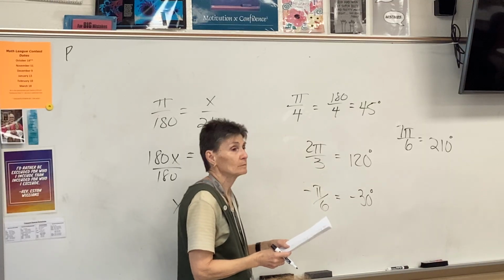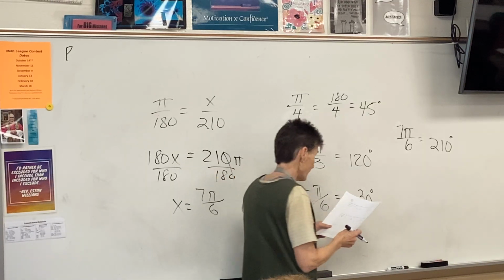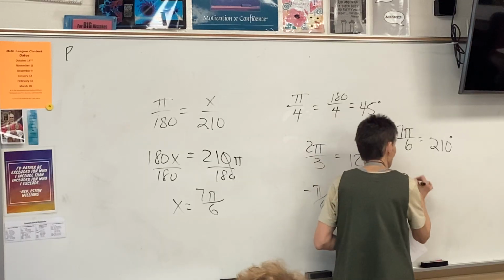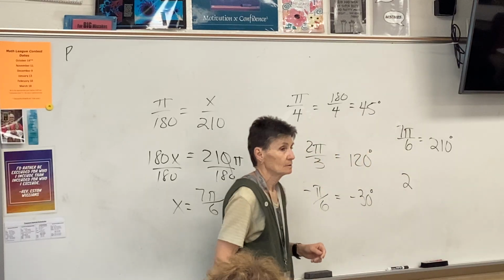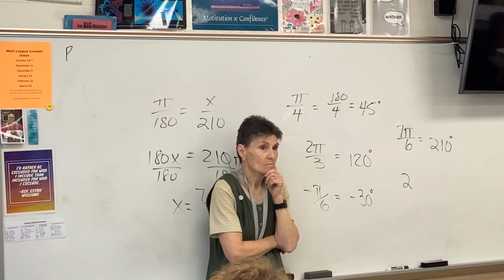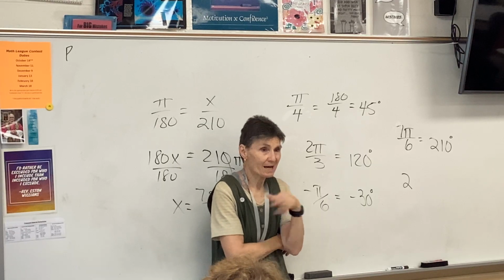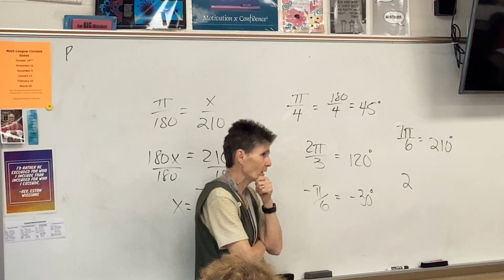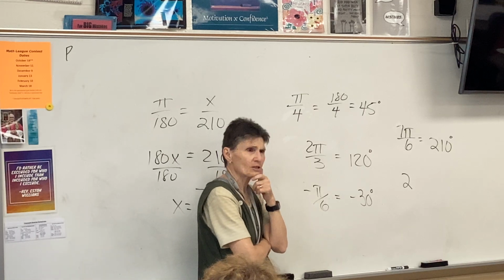Oh no. Look at E. 2 radians. Uh-oh, that looks different. There's no pi, so I can't substitute in 180. Any thoughts on what I'm going to do?